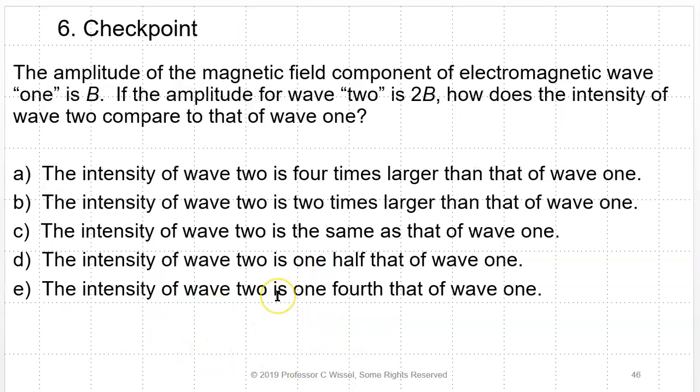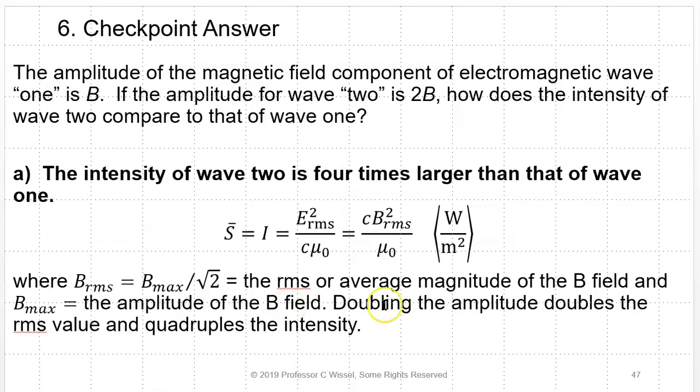And there it is. The amplitude of the magnetic field component of electromagnetic wave 1 is B. If the amplitude for wave 2 is 2B, how does the intensity of wave 2 compare to that of wave 1? It's going to be 4 times as much. Why? E and B are squared in both of these. And of course, B_RMS is just the amplitude divided by the square root of 2, but they cancel out. If you double the amplitude, you quadruple the RMS value and quadruple the intensity.